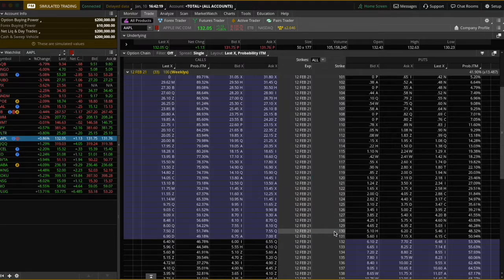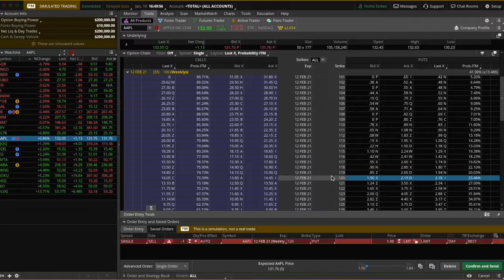Whereas if you pick $130, yes, you did get $510 as credit premium, but the probability of losing in this trade is way higher. It's almost 50% that you're going to lose in this trade. So let's say we pick $120 as the strike price, and let's use 150 cents as the credit premium to receive. So we're just going to select this one.